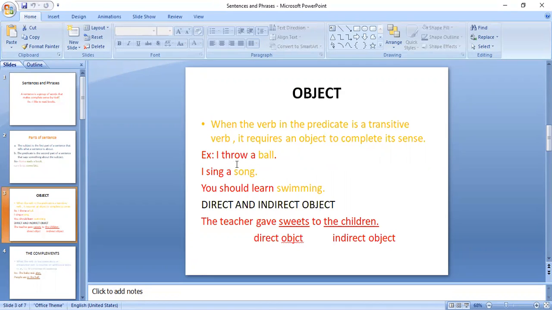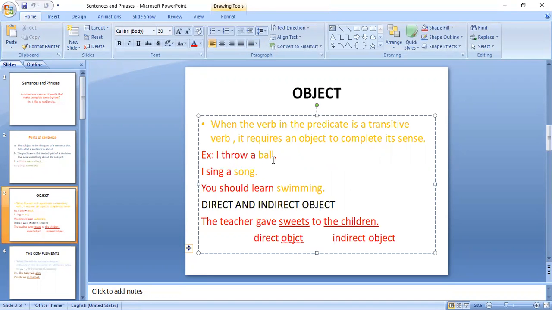Okay. Here, I throw a ball. I have taken this example. When we say I throw, it does not make complete sense. The verb throw requires an object, such as a ball, to make complete sense, right? If I do not write a ball, how could you understand I throw? I throw gives us a meaning, but it seems incomplete. It needs something for further explanation.